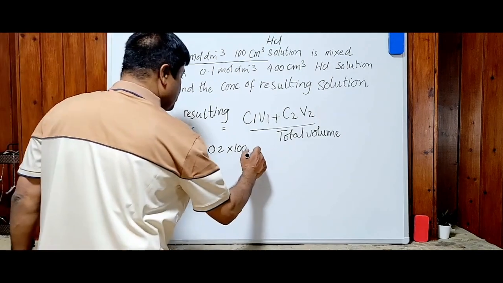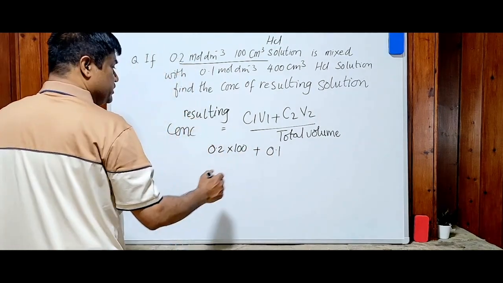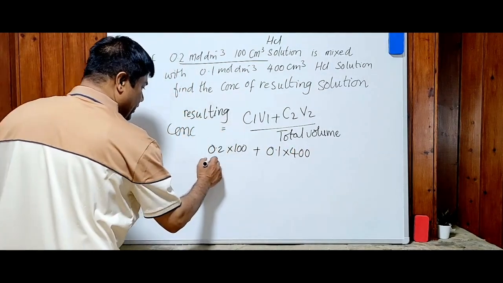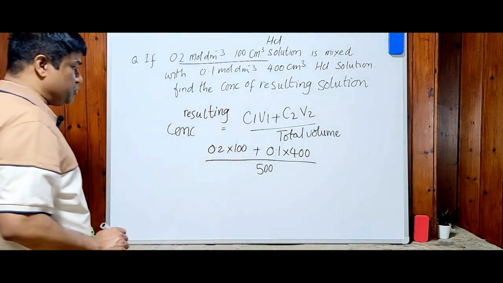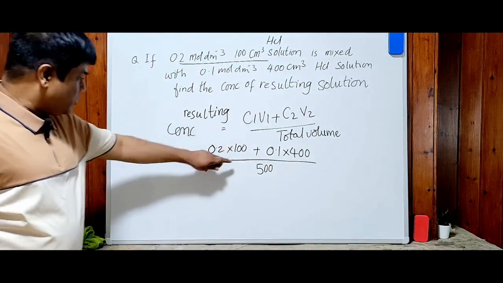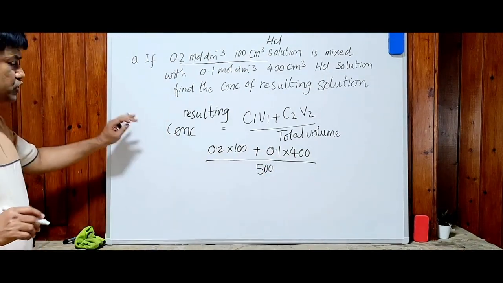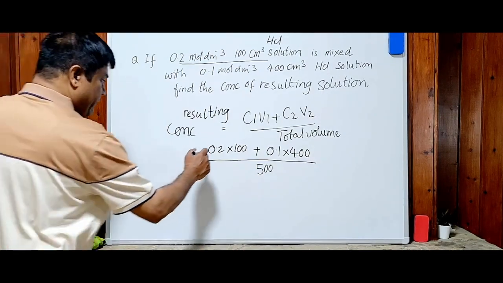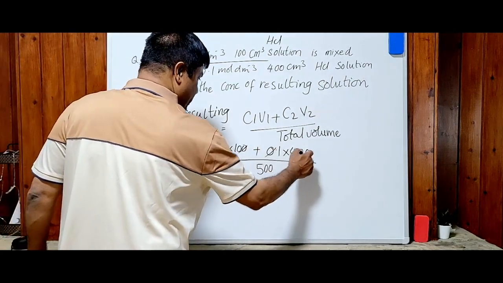Plus, look at the C2. C2 is 0.1 times 400 divided by total volume, which is 500 centimeter cube. Do we need to change into dm cube? No, guys, because divided by 1000, divided by 1000, divided by 1000, they cancel off. You don't need to change this into dm cube. Okay, this cancel, that cancel, this cancel, that cancel.